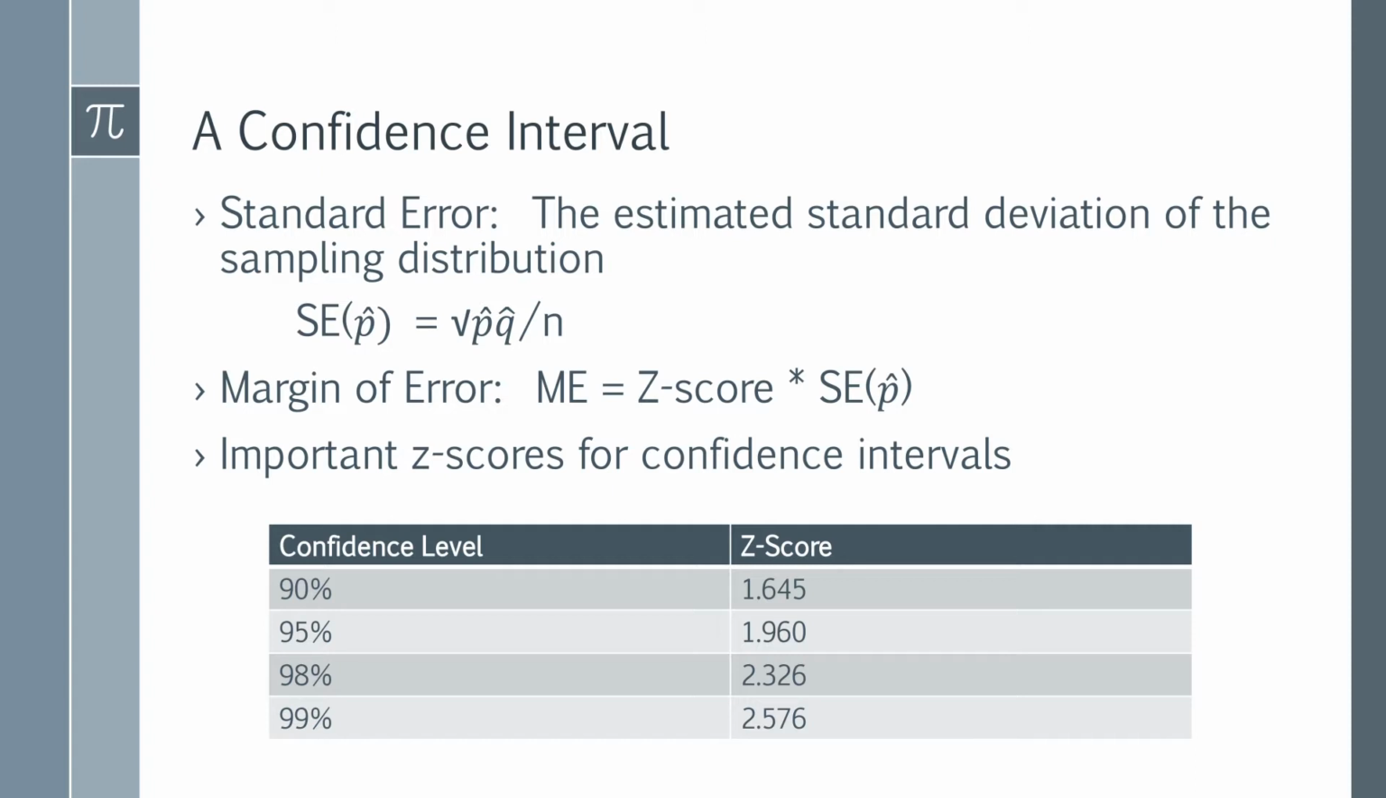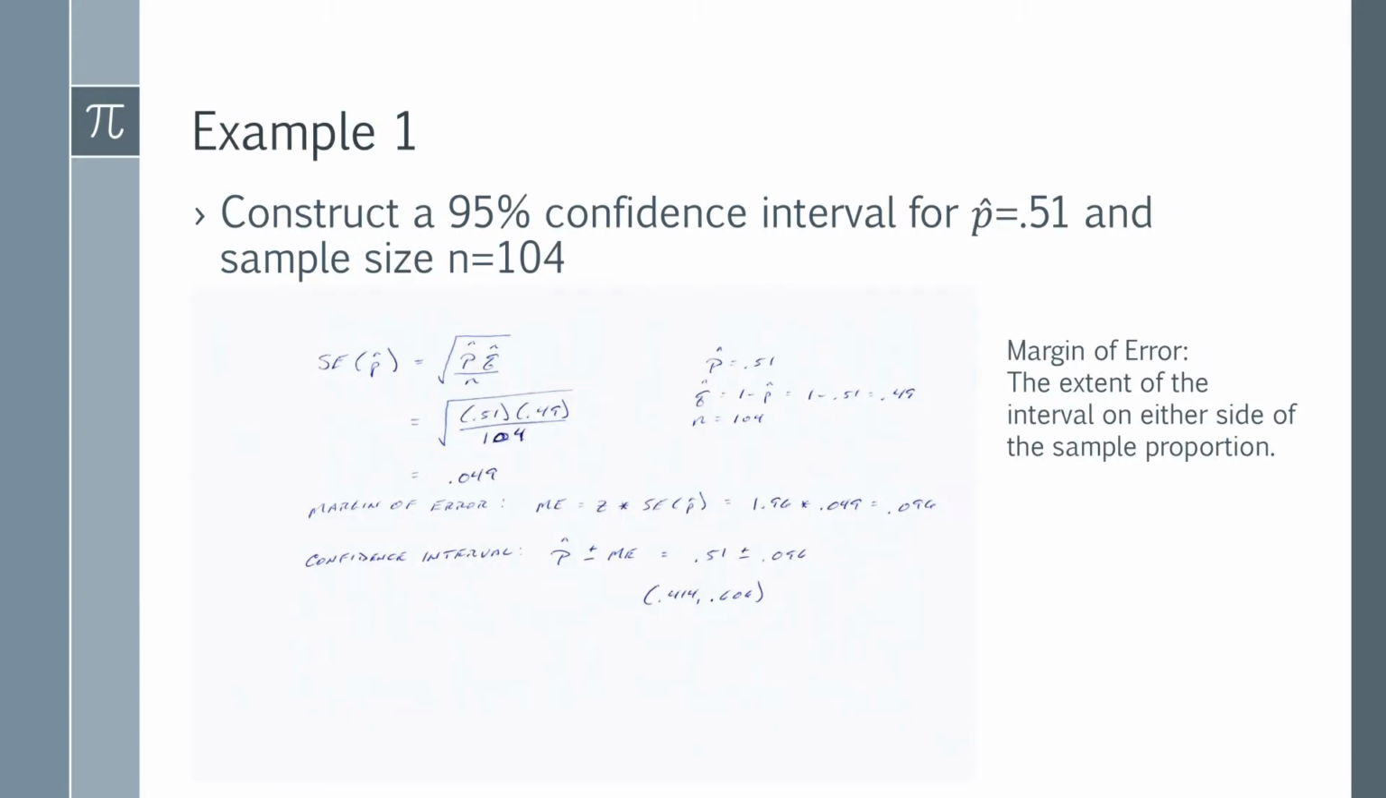Now in the table below, I put some common confidence levels for confidence intervals. You can do a confidence interval at any confidence level, but these four tend to be the most popular ones, so I put those into a table here for you. So get familiar with those confidence levels and the corresponding z-score. So let's look at an example.